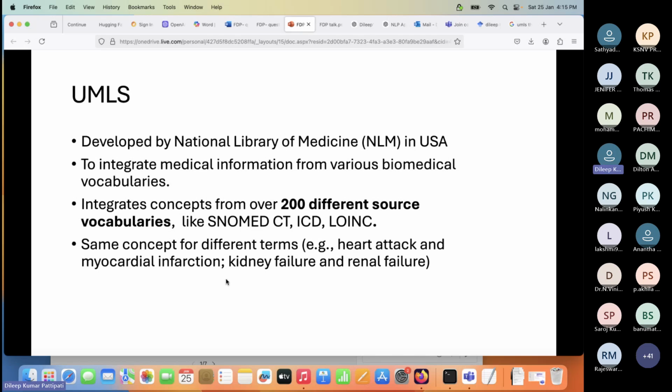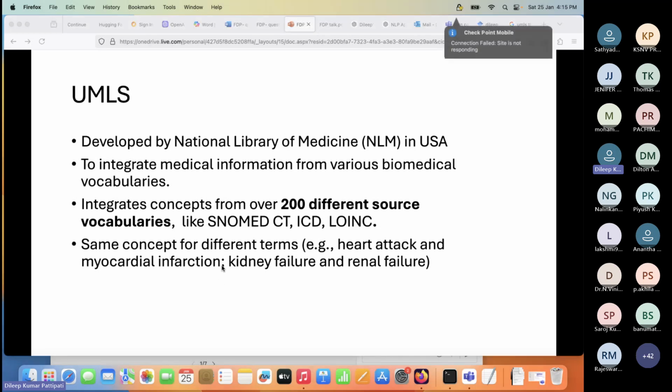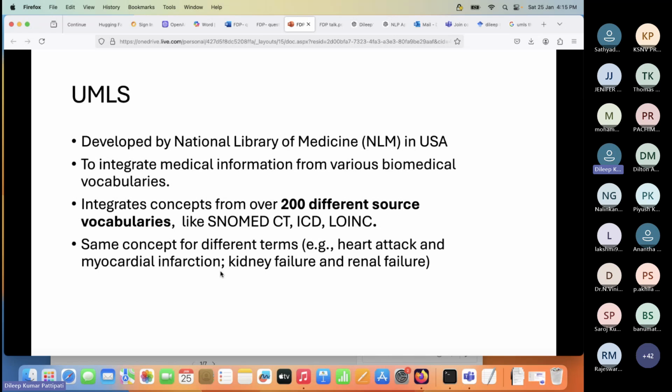What they have is the same concept for different terms. Say, for example, heart attack and myocardial infarction. They are two syntactically different terms, but they both have the same ID. Similarly, kidney failure and renal failure. I will give you an example.